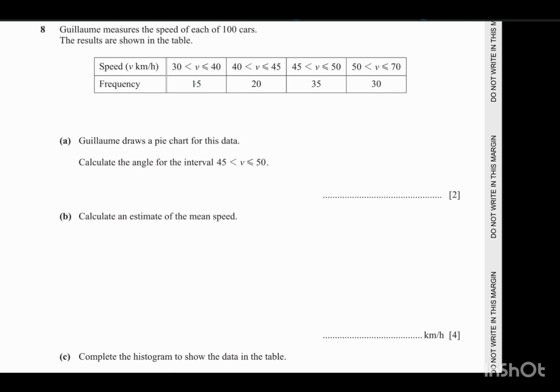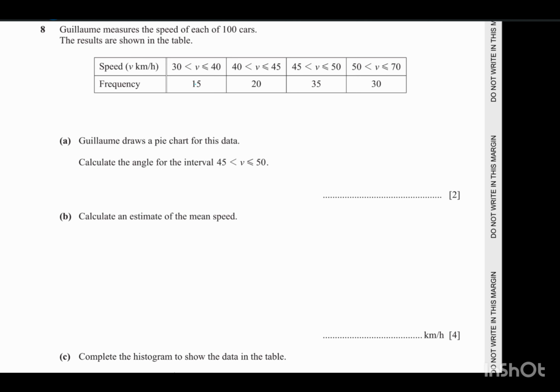Question number 8. Guillaume measures the speed of each of 100 cars. The results are shown in the table. So this is the table given with speed and frequency. These are the class intervals and this is the frequency. Question A asks that Guillaume draws a pie chart for this data. Calculate the angle of interval 45 to 50. We have to find out the angle for this class.